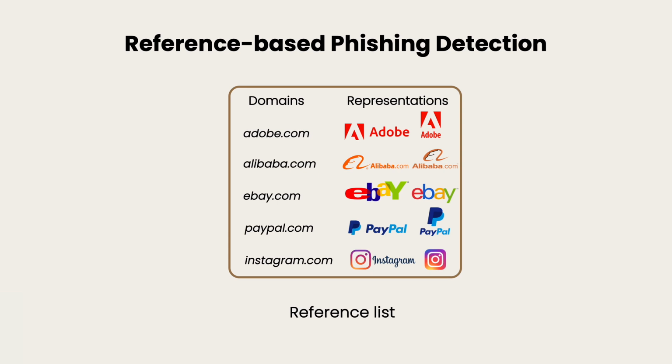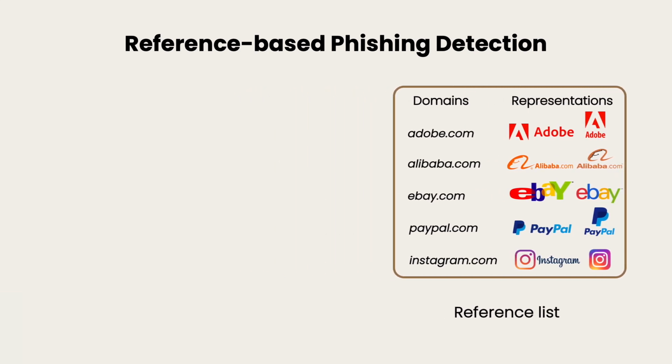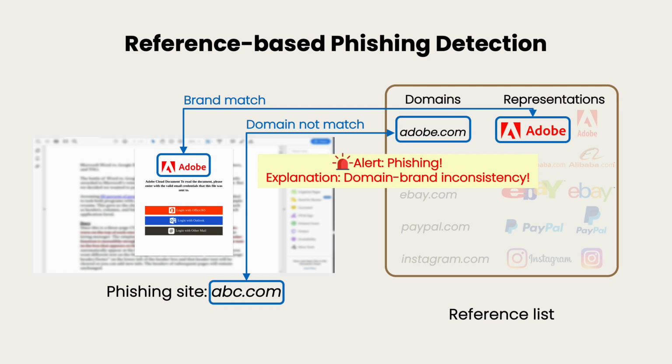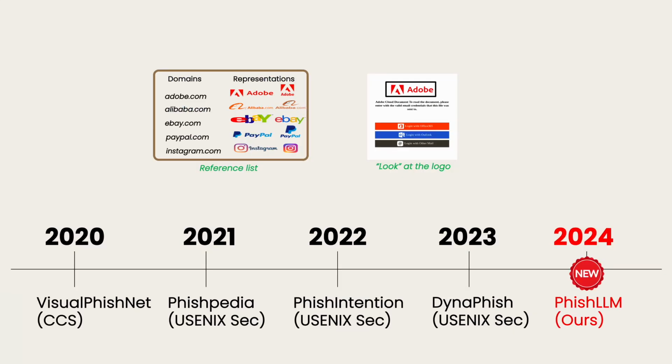The state-of-the-art phishing detection relies on a reference list of known domains and their representations. This method works by comparing the target website's domain and brand representation against this predefined list. For example, if the phishing site abc.com attempts to impersonate adobe.com, the mismatch between the domain and the brand triggers a phishing alert. Existing reference-based detection methods have several limitations.